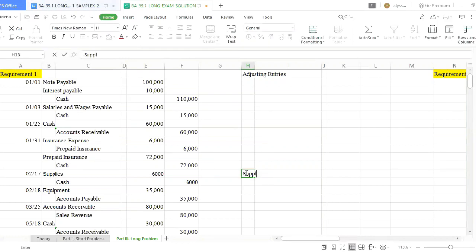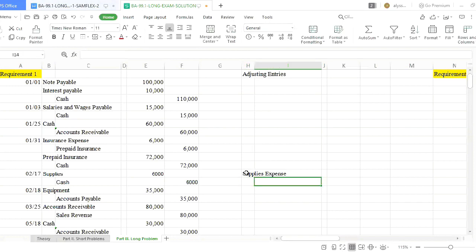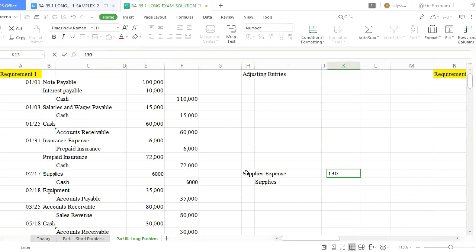The remaining 5,000, so that's 13,000 supplies expense. You debit supplies expense, credit supplies, to recognize the 13,000. Okay, 13,000.